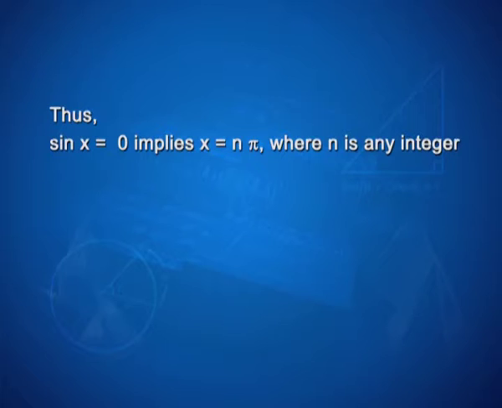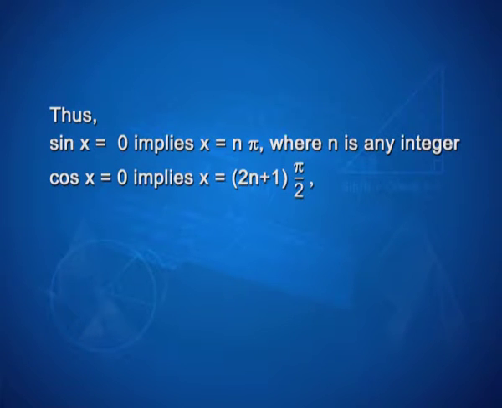Thus, sin x is equal to 0 implies x is equal to n pi, where n is any integer. Cos x is equal to 0 implies x is equal to (2n plus 1) into pi by 2, that means, an odd multiple of pi by 2, where n is any integer.